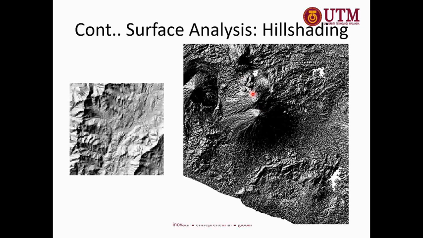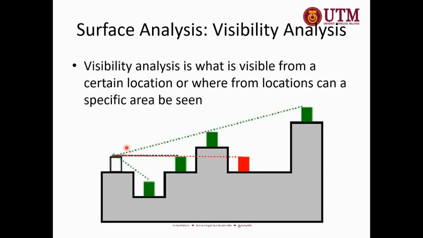So what is the usage of this analysis? For example, if you want to put up a solar panel, you want to see which area gets the highest concentration of sunlight in the morning or in the afternoon, so you can do some analysis from here. Okay, and then the last analysis for surface analysis is the visibility analysis.